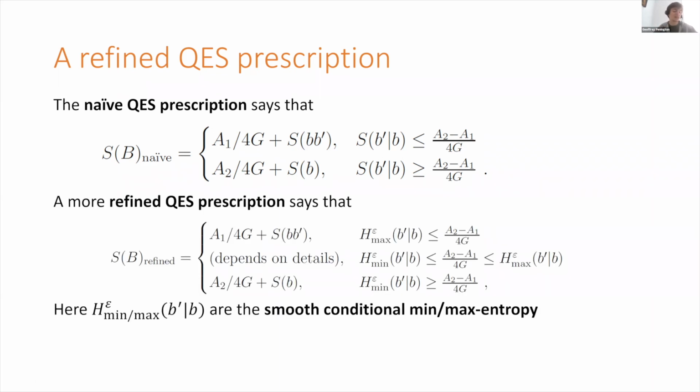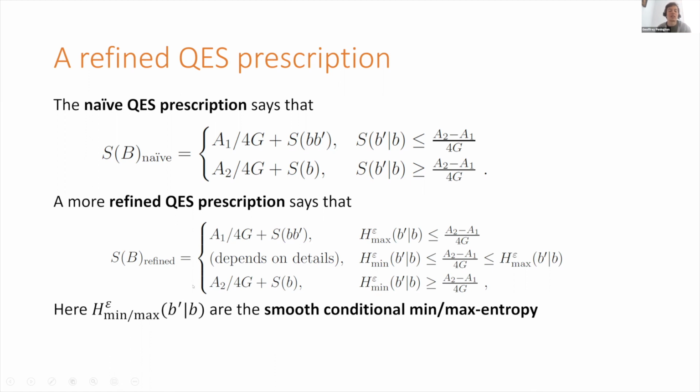Okay, so using our tensor network calculations, we can then find that at least for fixed area states, the more refined prescription is the following. You get the generalized entropy of surface gamma 1 not if this conditional von Neumann entropy is less than the area difference, but if the conditional smooth max entropy is less than the area difference. That's bigger in general than this von Neumann entropy, so this is a stricter condition for this to be true.